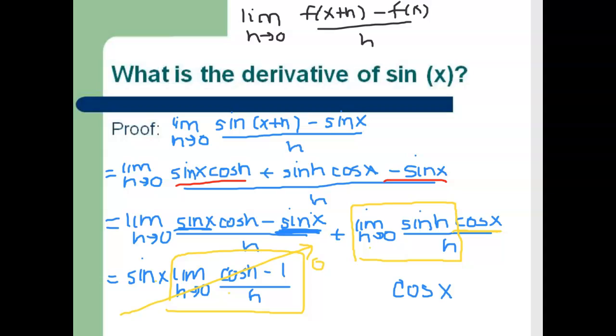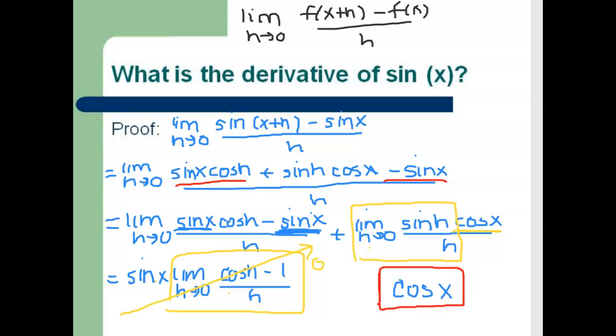That means I am left with cosine x. So lo and behold, the derivative of sine x is cosine x. And you have just proven that. The derivative of sine x is cosine x. Forever and ever beyond this, you can now say that the derivative of sine x is cosine x.